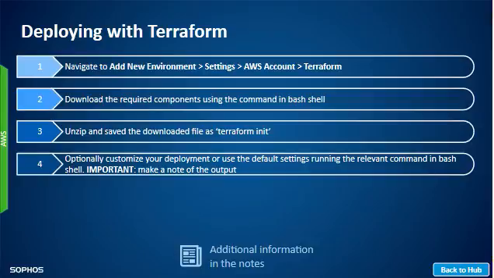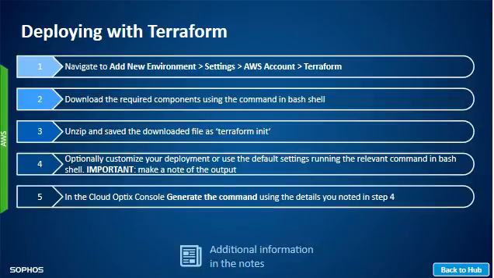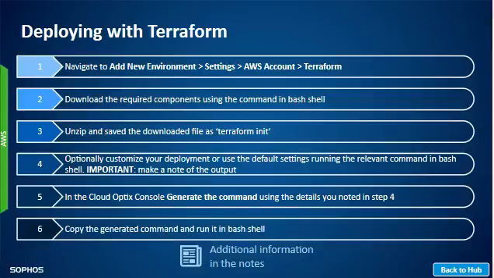Whichever command you used, it is vitally important that you make a note of the output, as you will require this information to complete the deployment. You then switch back to the CloudOptix console and click Generate the Command. Here you will input the details that you saved previously, copy the command returned, and run it in the Bash Shell. This will complete the deployment process.